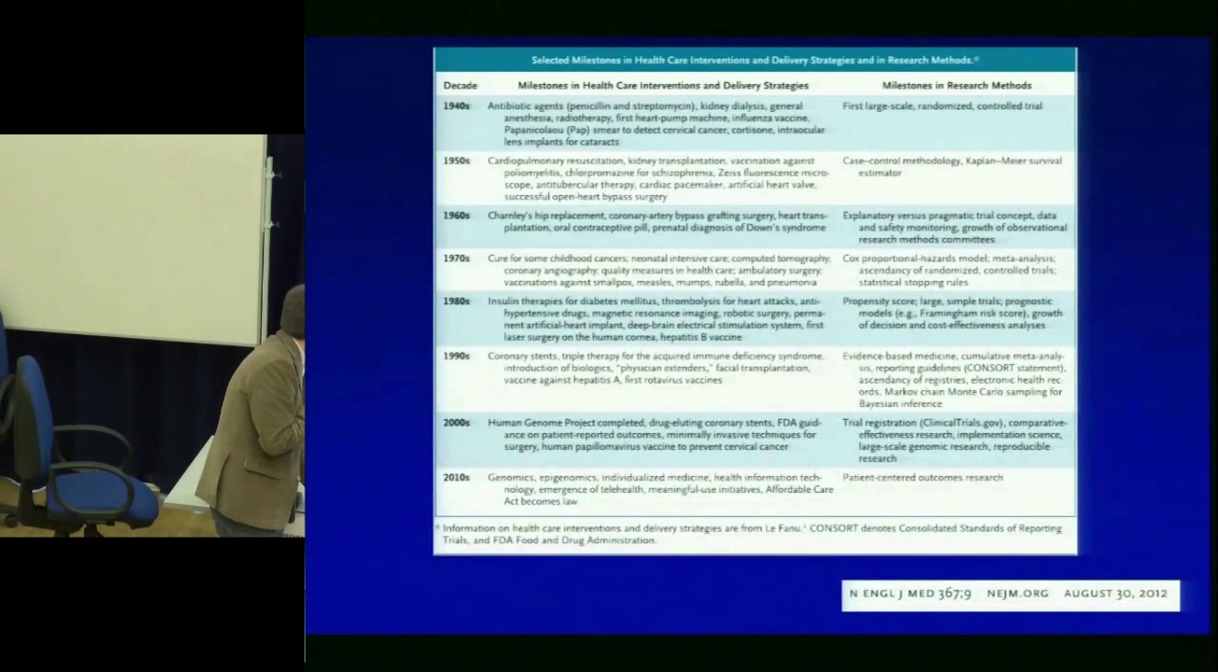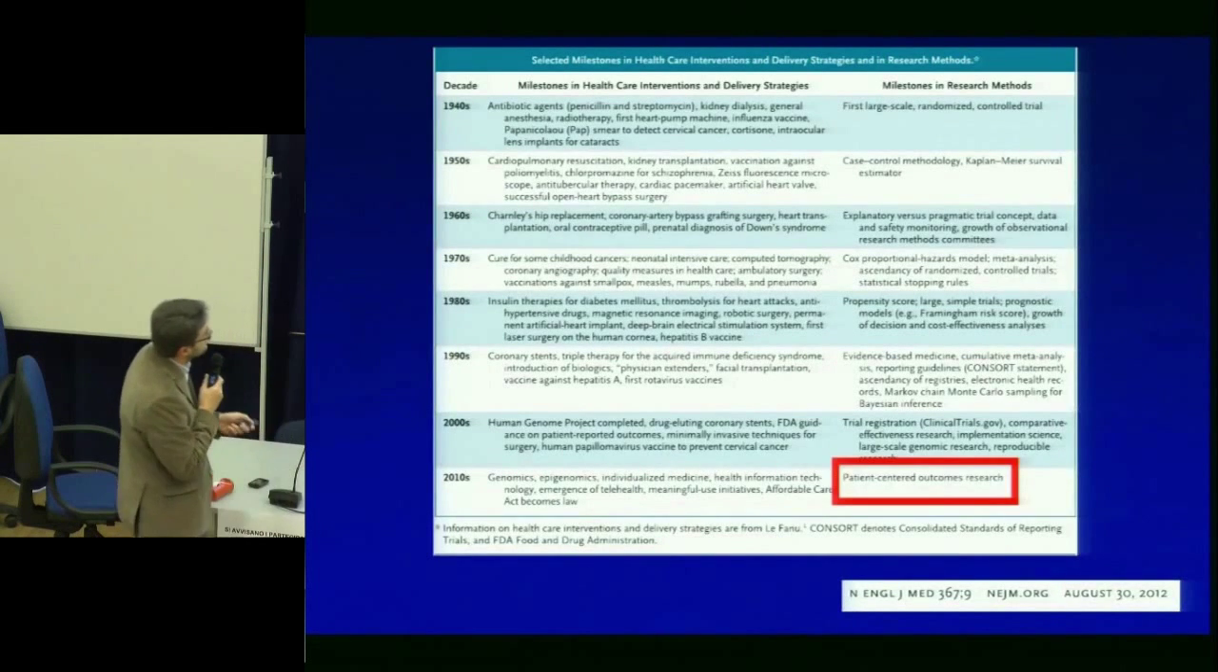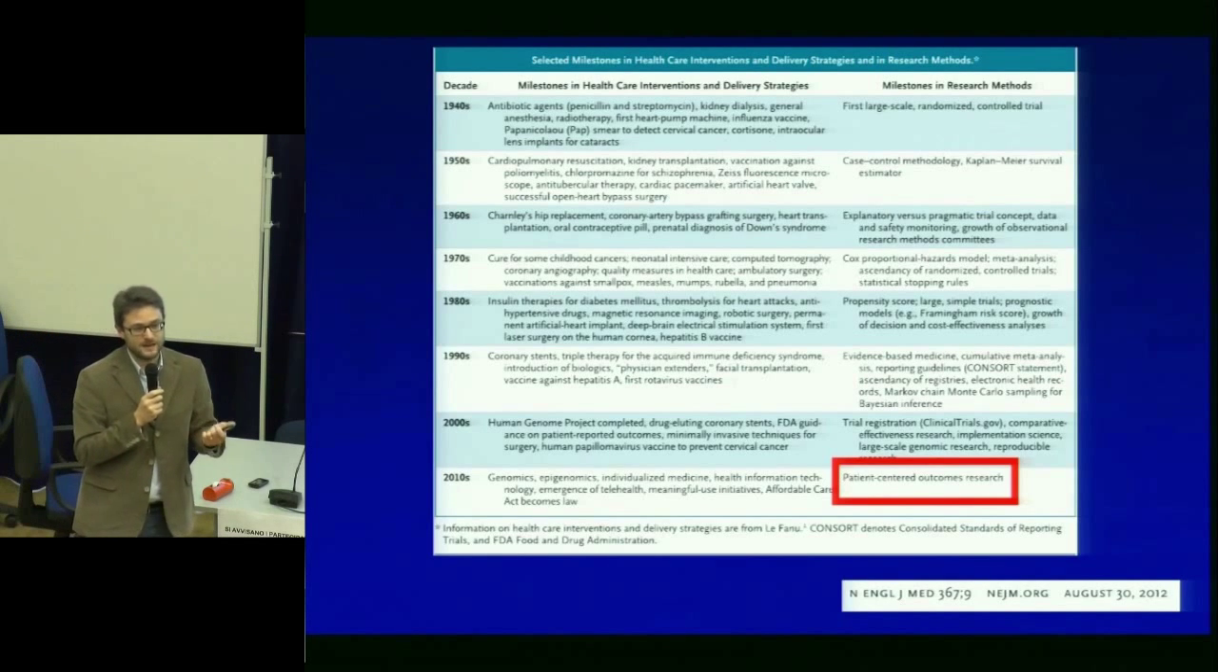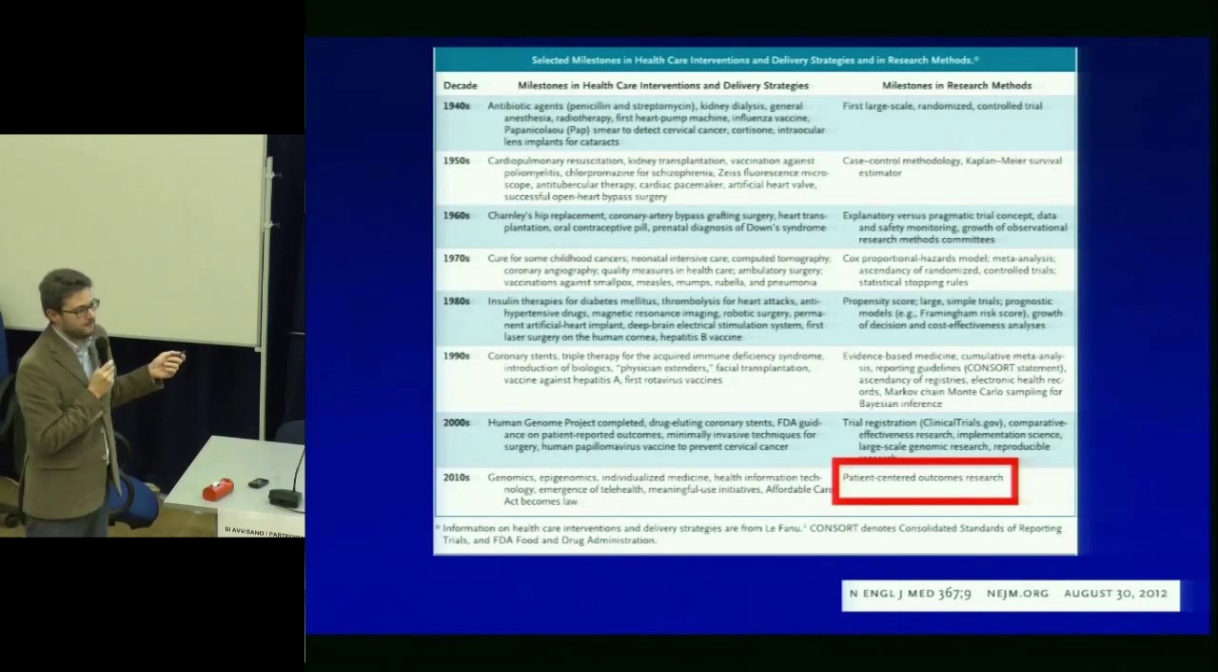And then we shifted to this new concept of clinical research, patient-centered outcomes research. So a little bit of a step forward, something like a back to the future step. So what happens in medicine?